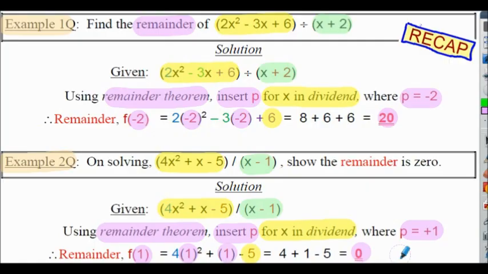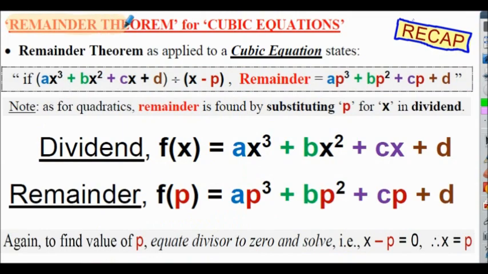So in the previous presentation, we then found a factor of the quadratic equation from which we could state that the root was positive 1. Let's consider remainder theorem for cubic equations, cubic expressions.